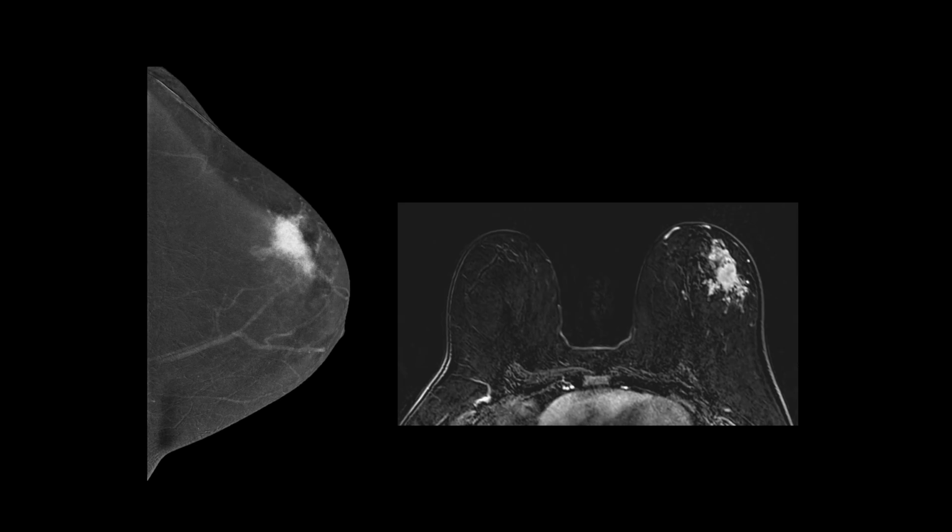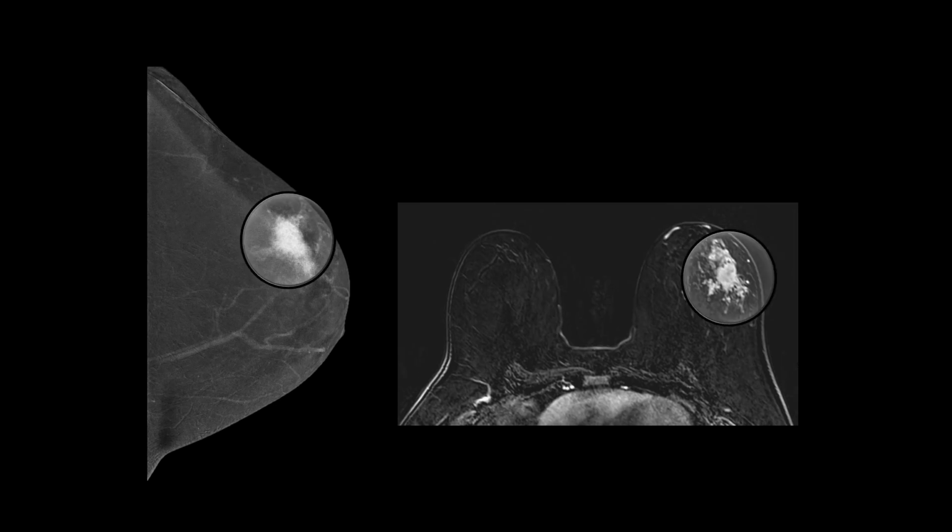And this is probably the most classic appearance of contrast-enhanced mammography versus MRI, showing that these two modalities are fairly equivalent, but at lower cost and much better, immediate availability.